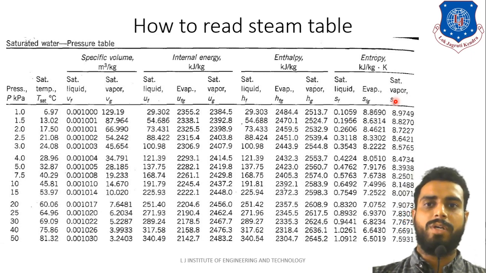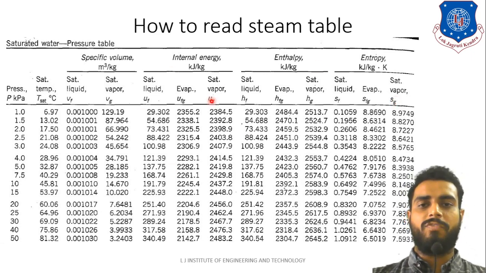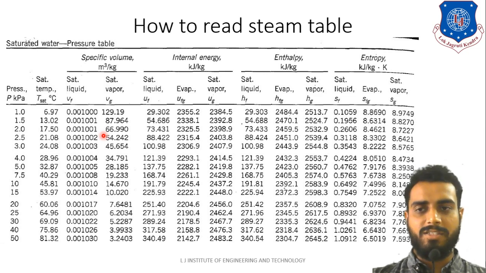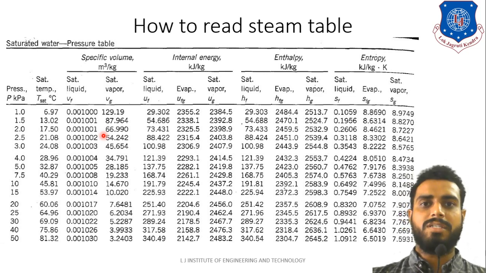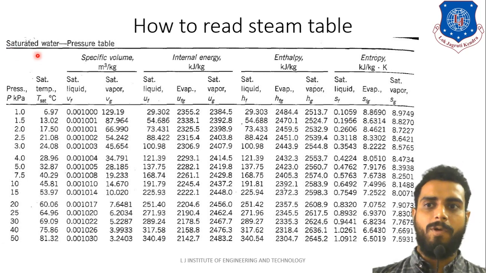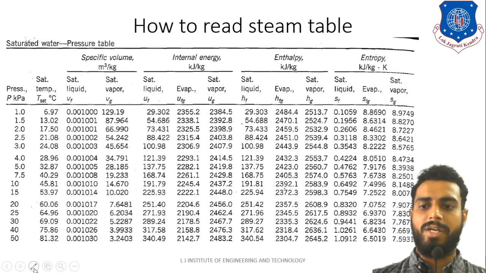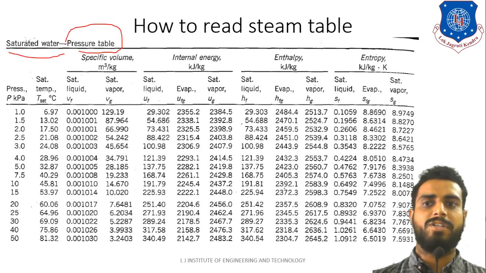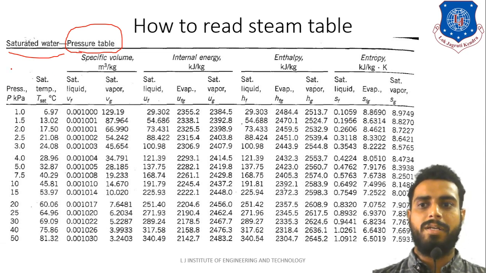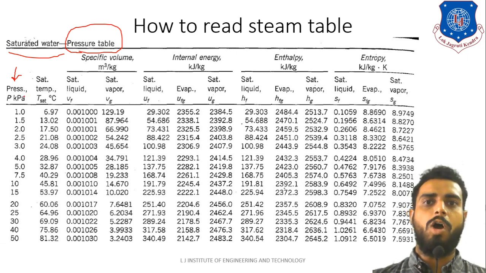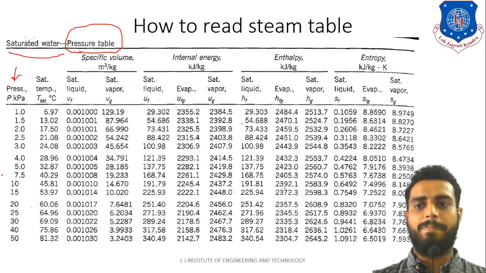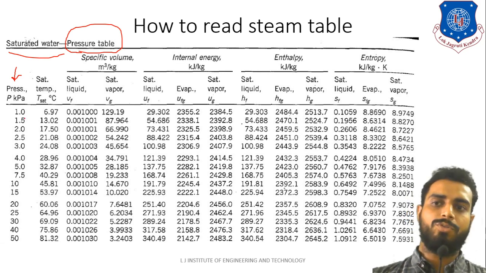As you can see over here, at the end of any book you will find a steam table like this. So let us understand. At the top of the table it is written saturated water, pressure table, right? So this table is particularly a pressure table. What does it mean? Pressure table means that in the first column the pressure is given, so all values are related to the given pressure. Okay, so you should keep that in mind.